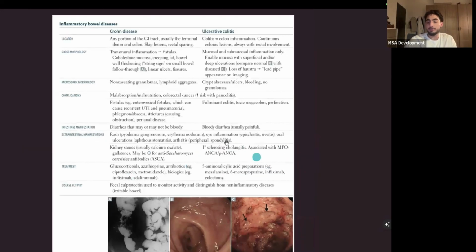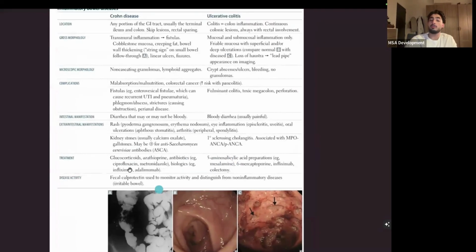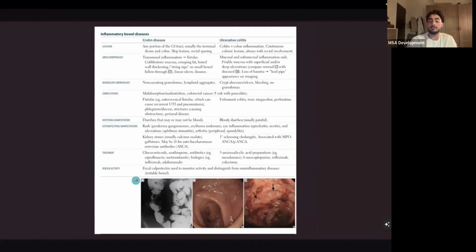Okay. And treatment is sort of similar for both. You can give steroids or azathioprine, immunomodulators, or 5-aminosalicylic acid preparations. Okay. And how do you monitor the disease activity? You could do it through fecal calprotectin, which we mentioned before, is used to assess for any chronic inflammatory thing that's going on in the GI.